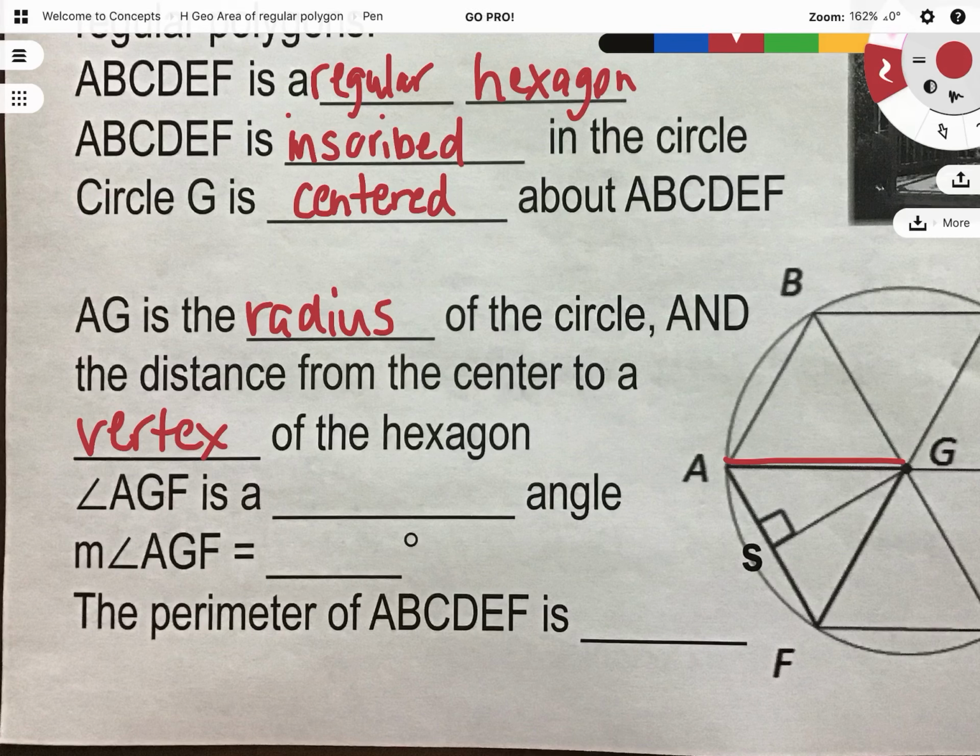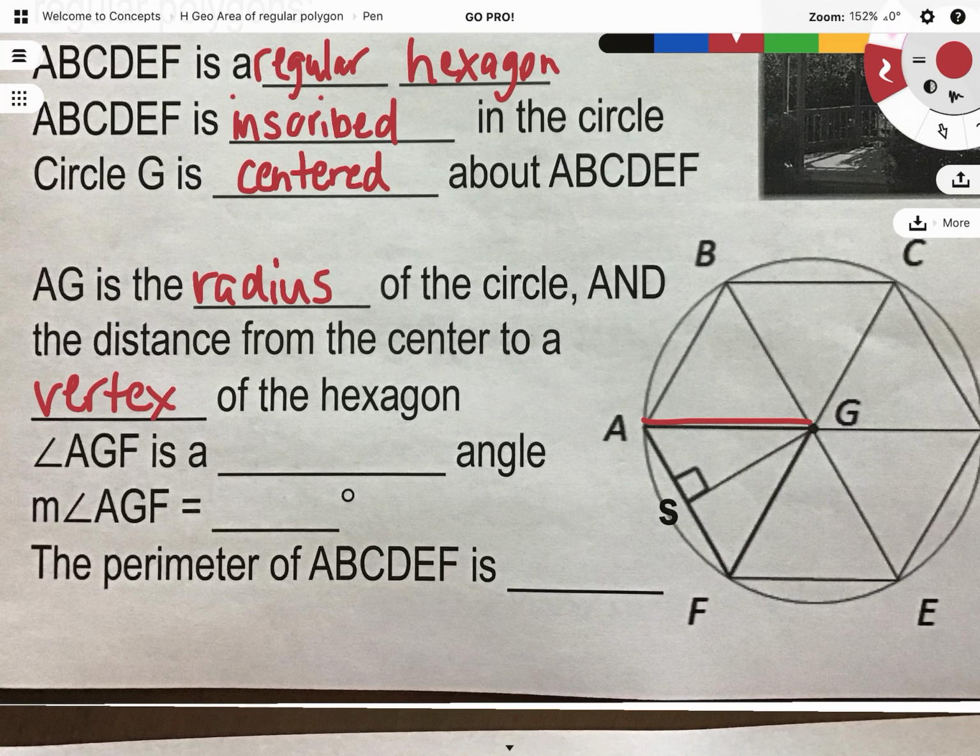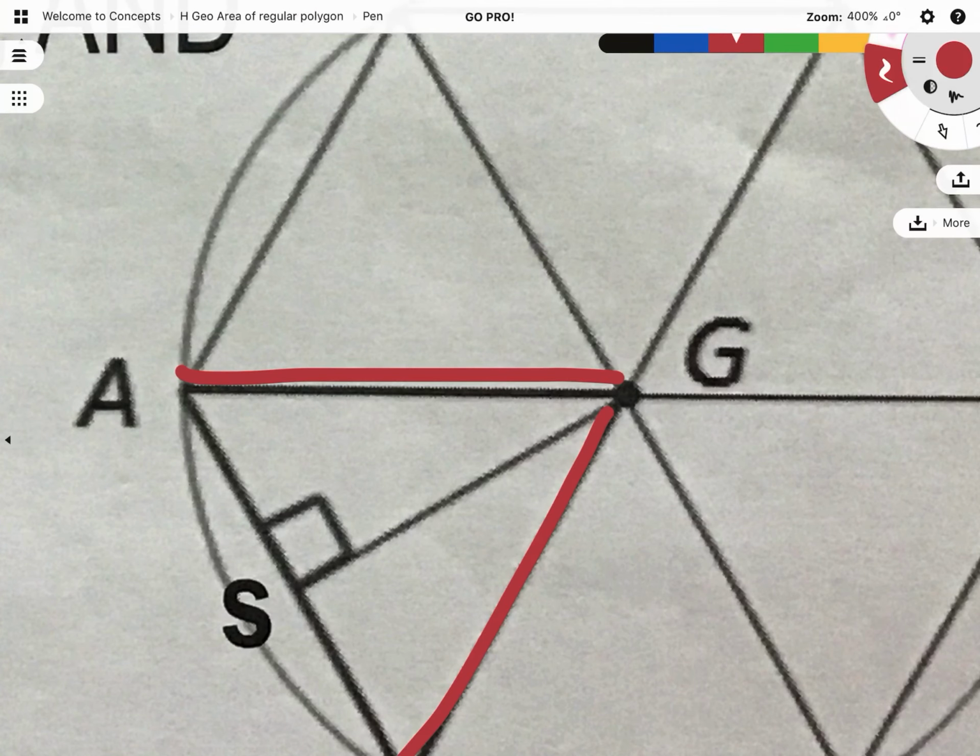And then if we look at angle AGF, if you remember from the last unit, that is a central angle. And then we can figure out what that measure is. If it's a regular figure, all these sides are congruent, so we can count how many triangles there are, 6 of them, and divide 360 by 6, and we get 60 degrees. So let me zoom in here, we're talking about this angle here.